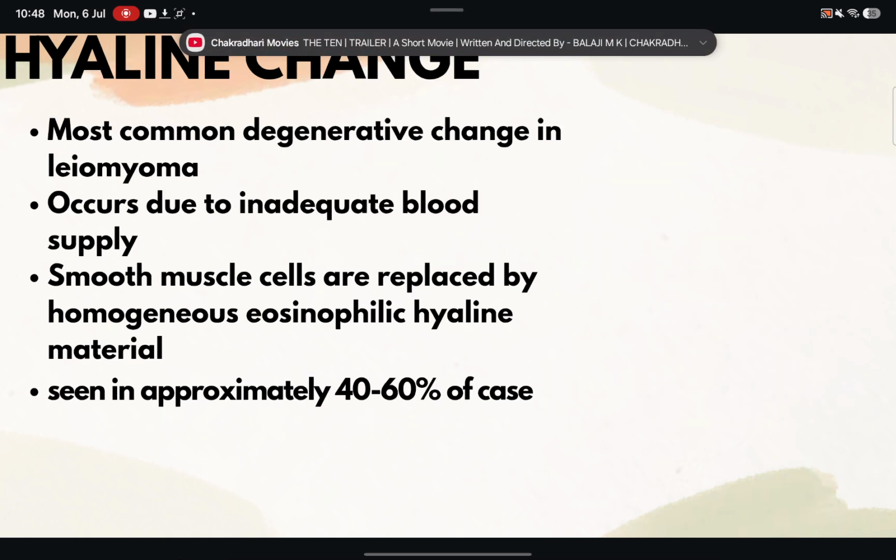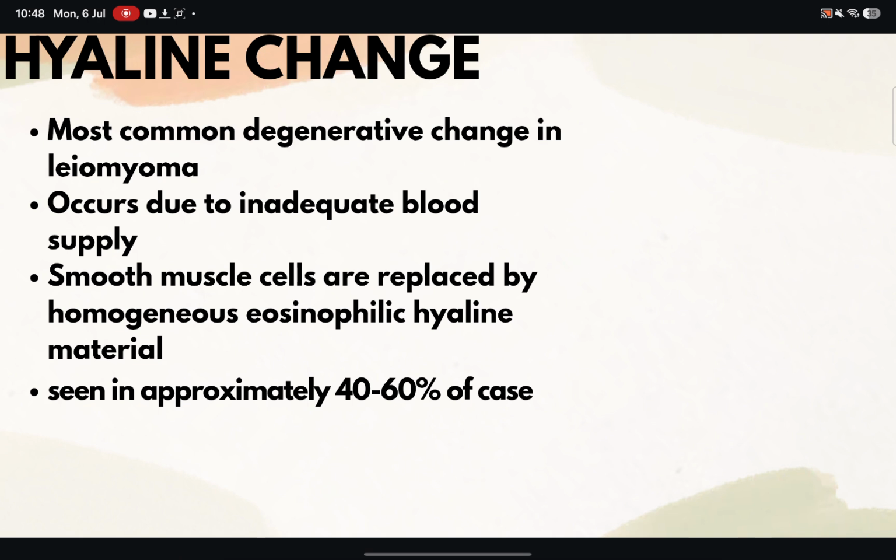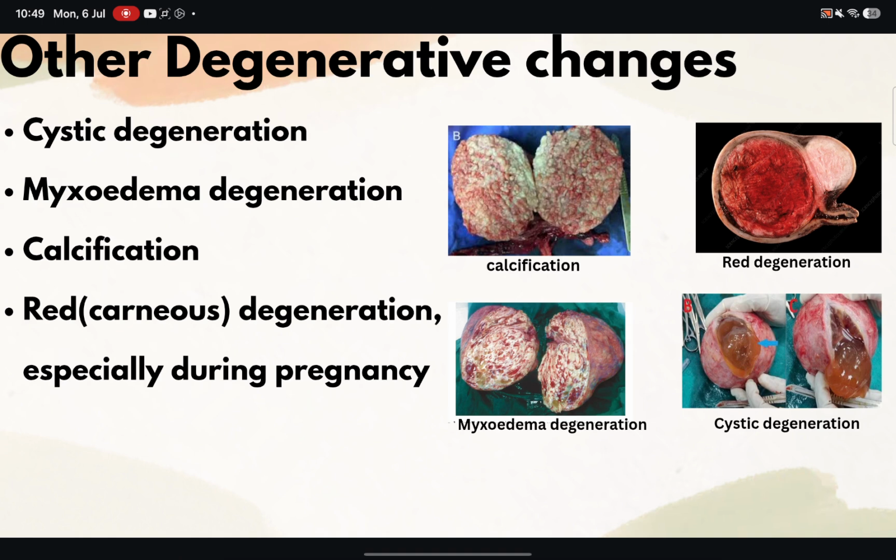Hyaline change is the most common degenerative change in leiomyomas. It occurs due to an inadequate blood supply as the tumor outgrows its vascularity. The smooth muscle cells are progressively replaced by a homogeneous structureless eosinophilic hyaline material. This change is seen in roughly 40 to 60% of the cases. The other degenerative changes include cystic degeneration, myxoid degeneration, calcification and red degeneration, especially seen during pregnancy due to acute hemorrhagic infarction.